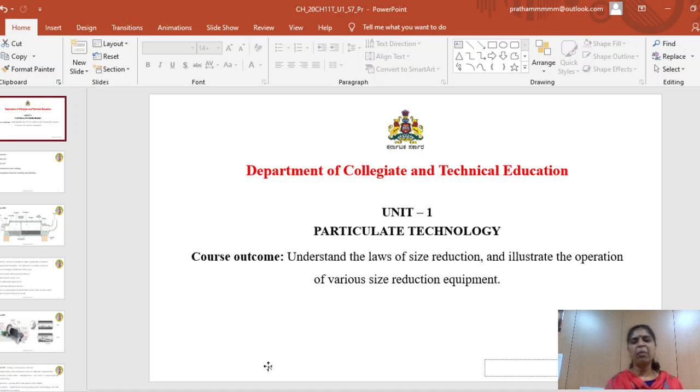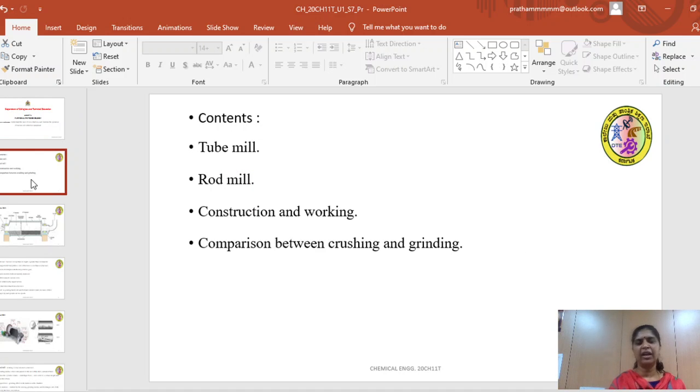So, we were learning about the subject called particulate technology from various sessions. In this session, we will learn about the tube mill and the rod mill, the construction and the working mechanism of the tube mill and the rod mill, and the difference between crushing and grinding, a comparison between crushing and grinding operation.